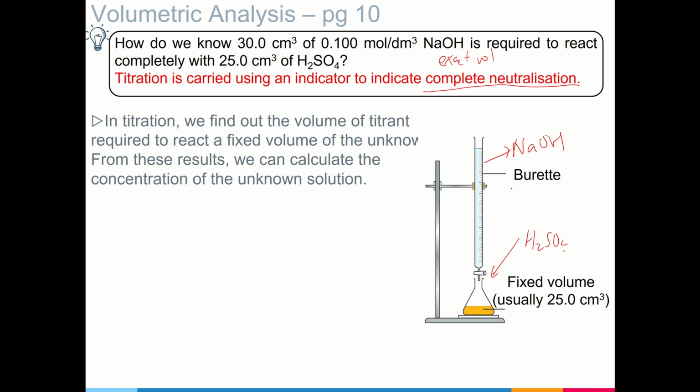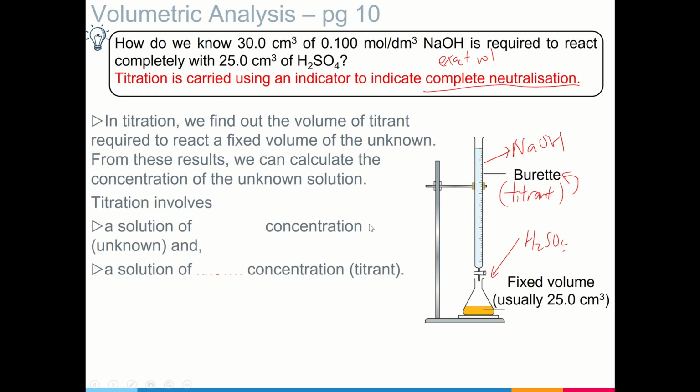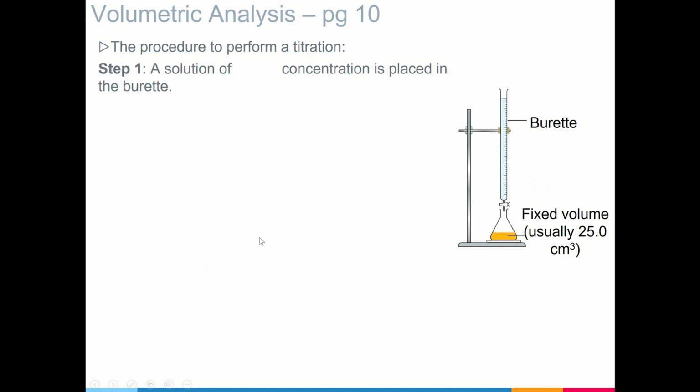This is what we call the titrant. The titrant is always in the burette, required to react with the unknown. So titration involves a solution of unknown concentration, and of course you need to have something that is known. From the known concentration, you find out the unknown. To perform the titration, a solution of known concentration is placed in the burette, because I want to find out the volume required to neutralize.